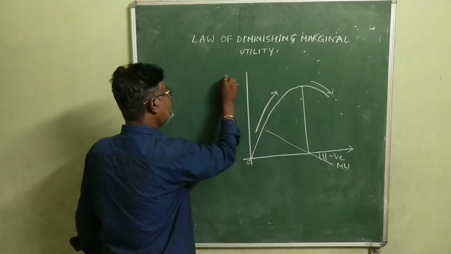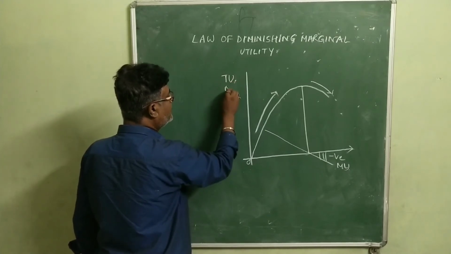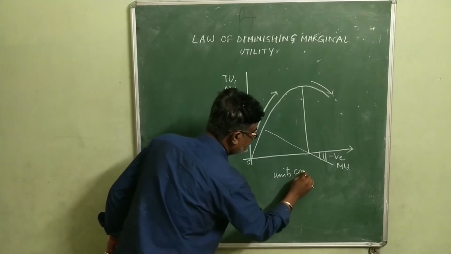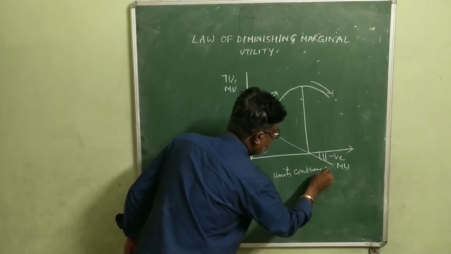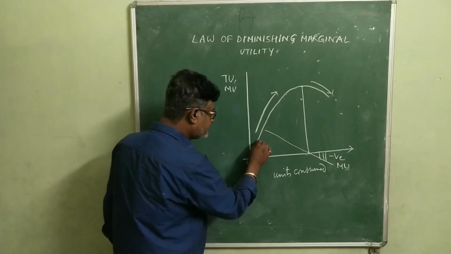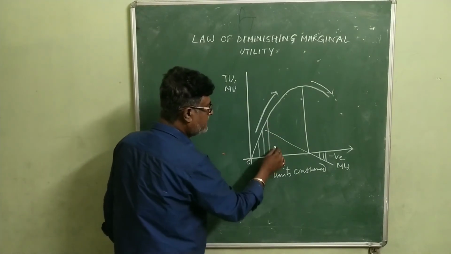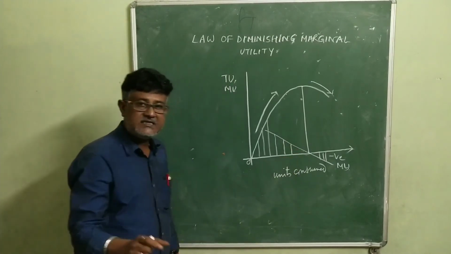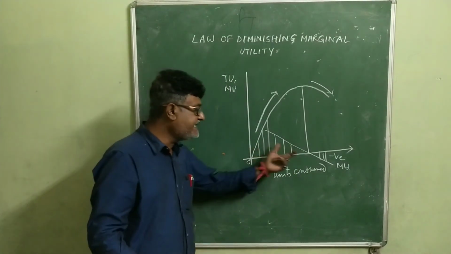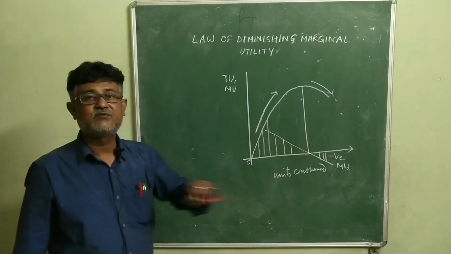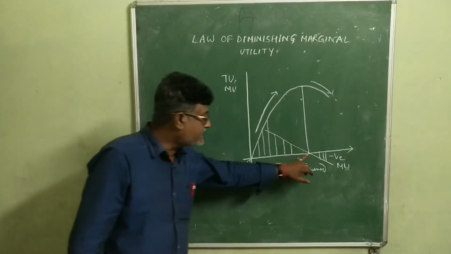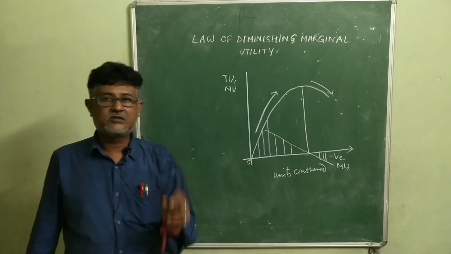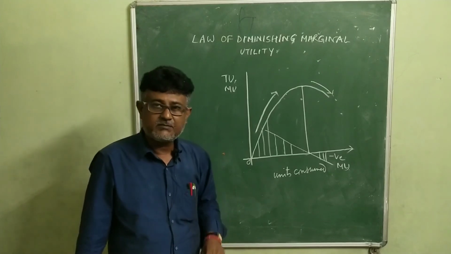So here we are measuring total utility and marginal utility, and here we are measuring units consumed. What we find is that as the consumer increases the consumption of the commodity, the marginal utility starts declining. That means the utility which he derives from the consumption of each extra unit of the commodity declines with the increase in consumption. It becomes 0 and then negative. So this is the concept of the law of diminishing marginal utility.